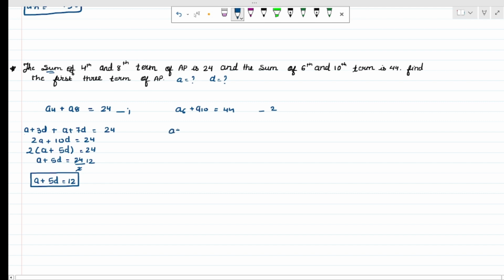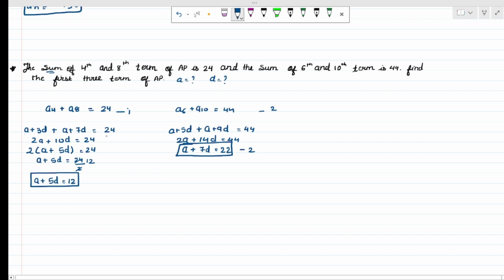For A6, it will become A plus 5D plus A plus 9D equals 44. A plus A gives me 2A, plus 9 plus 5 gives me 14D, equals 44. As you can clearly see over here, 2 is common. I am writing directly A plus 7D equals 22. So this becomes my second equation, and keep this equation also in the box. This becomes my equation number 2.